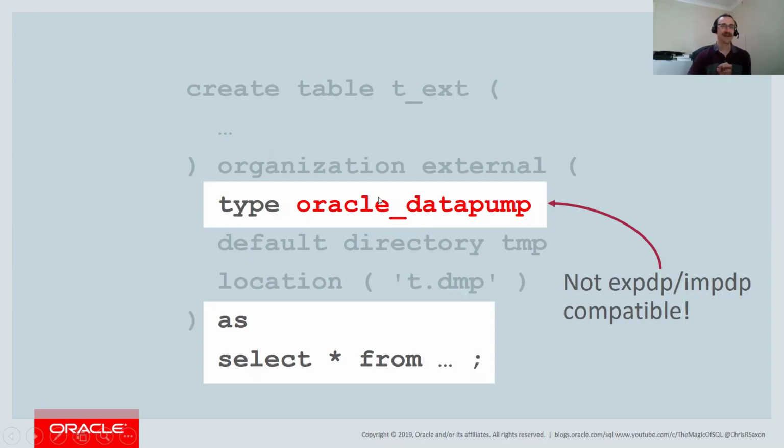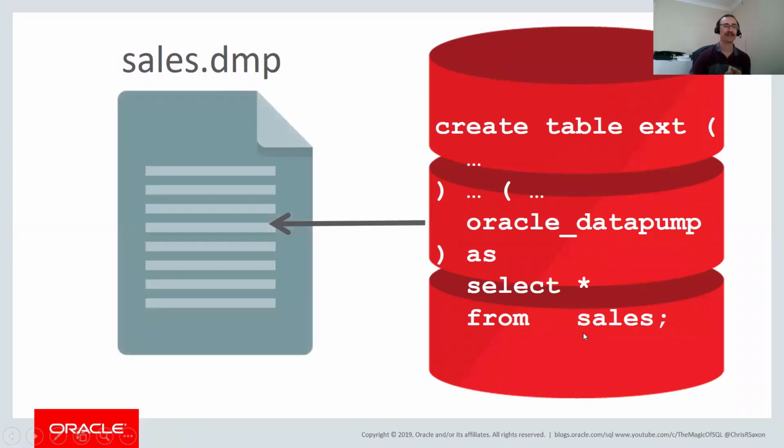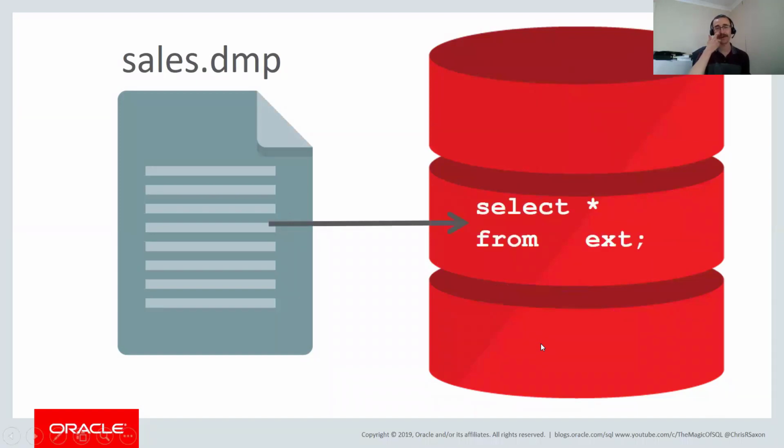Okay, so let's just have a little example of this. We can create our table with our data pump driver, select star from a query, and then, as I said, it will create the file for you on the database server. And then you can read it back in just using a query.